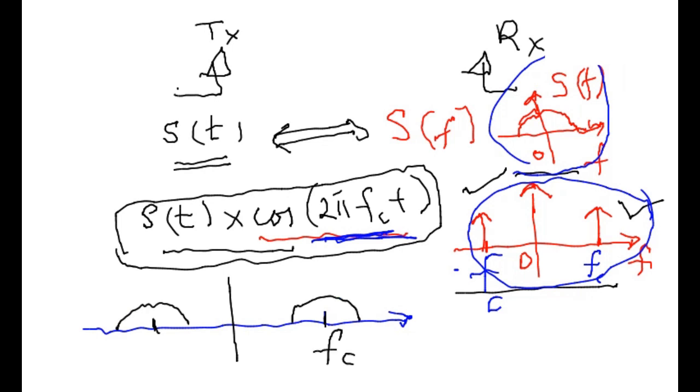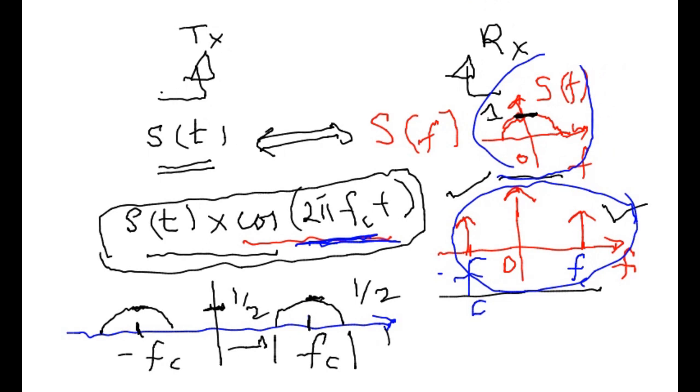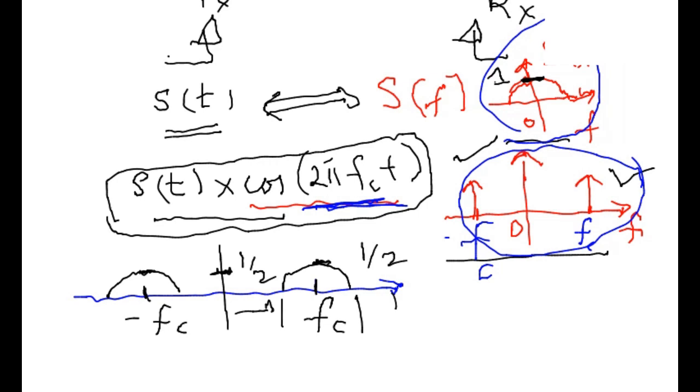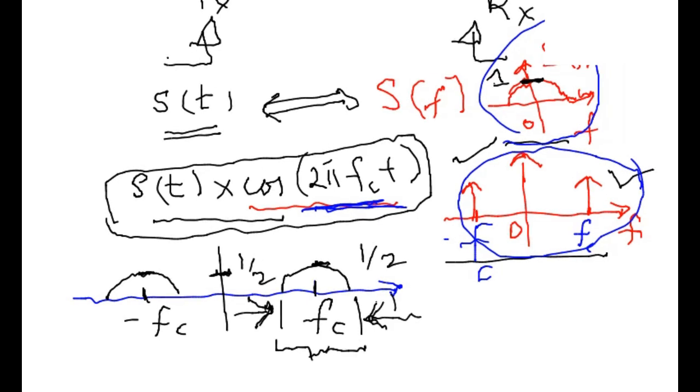It is at FC and at minus FC, and if this amplitude is unity, you will see that the peak amplitude is half of that. Similarly, this is half. So now you see your baseband signal actually moves to this band. This is the bandwidth of your signal.